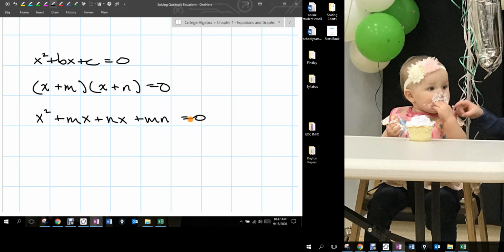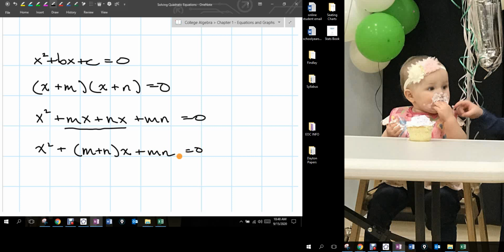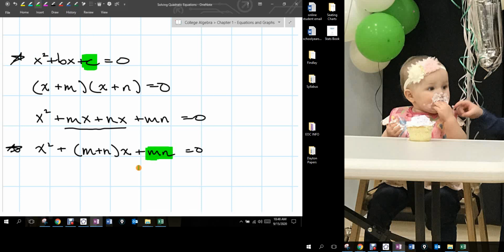What do you recognize about those two terms in the middle? They both have an x in them. They are like terms, right? I can group these two, and I can rewrite this as x squared plus m plus n times x plus mn, right? Now, if x squared plus bx plus c equals 0 was factorable across m and n like this, using those values of m and n, then this here should be the exact same thing as that, right? Does that make sense? If these two things are the exact same thing, then the mn is a product of two things that should multiply together to give me c.